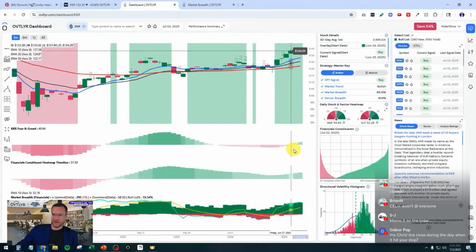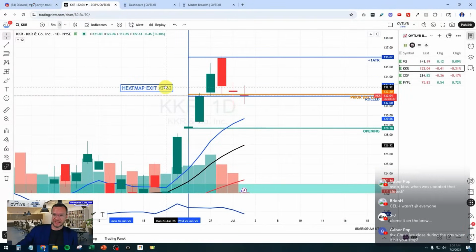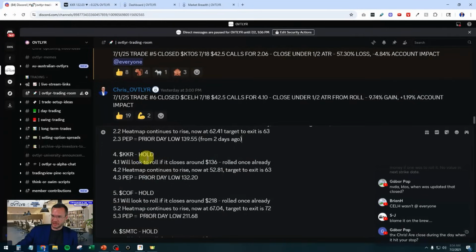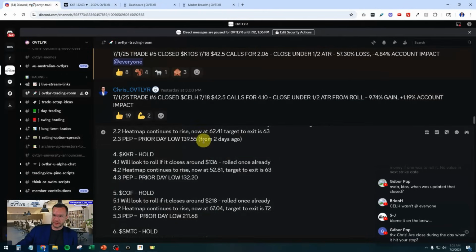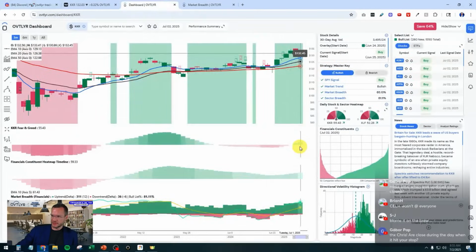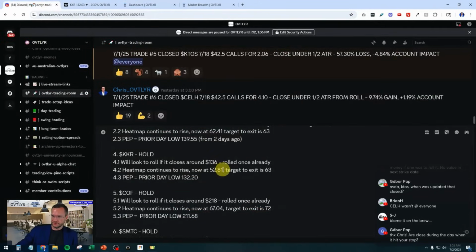Now let's look at KKR's dashboard here. We can see it continues to get more greedy. It's at 55.43. My plan was to exit at 63, so we won't be changing that, but we are going to say we'll look to roll around 136 if it does get up that high. It's not yet, that's okay. Heat map continues to rise now at 55.43. Target's still 63. The planned exit point is not going to change.